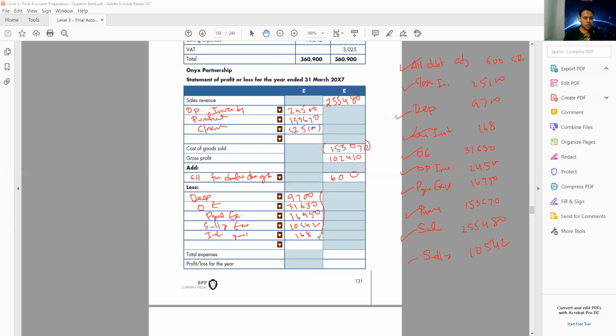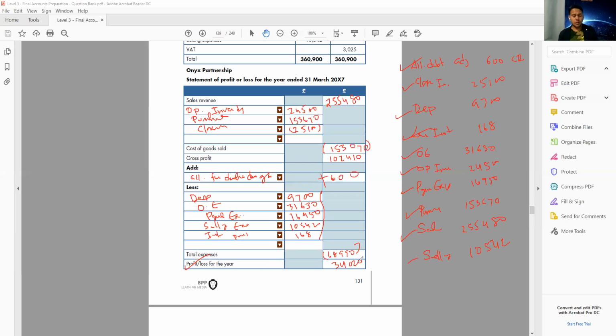How much is the total expense? 68,990, very well done. And if we minus this from the gross profit, so gross profit plus 600 minus this, how much is the profit or loss? Is it profit or loss? It's a profit, isn't it? The profit is 34,020.